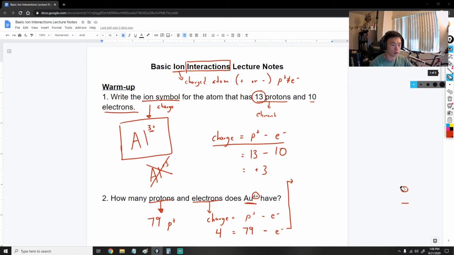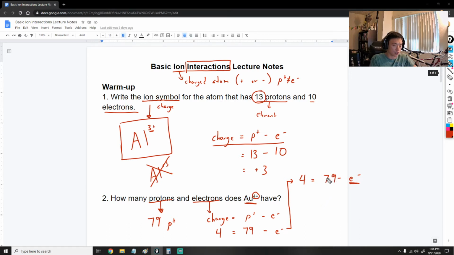Okay, we can do it the regular math way. So the regular math way is to just do algebra. So I'm going to copy down the formula. 4 equals 79 minus electrons. So we want to find electrons, so we need to isolate the E by itself.